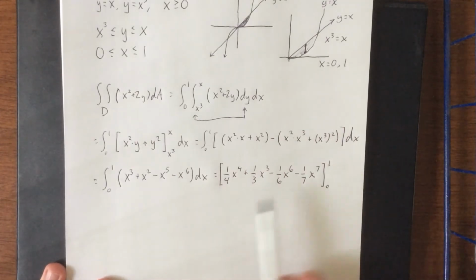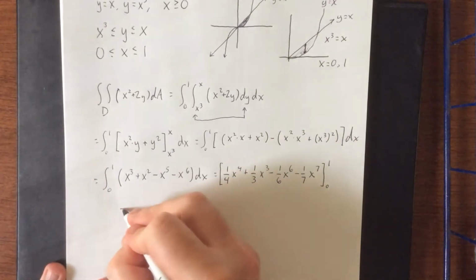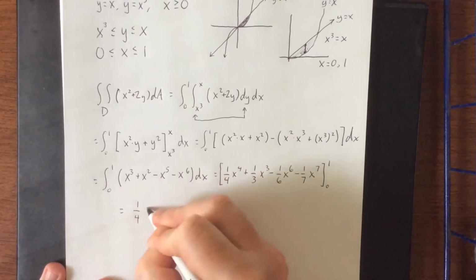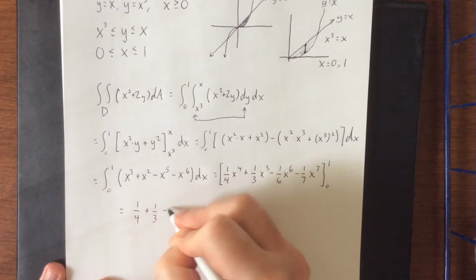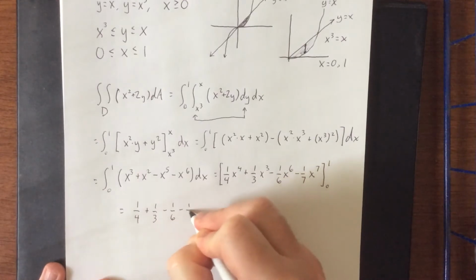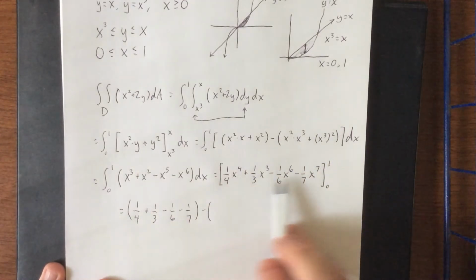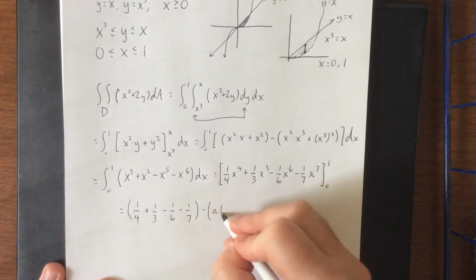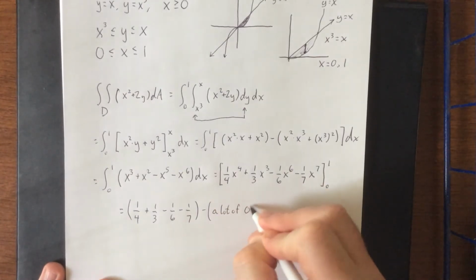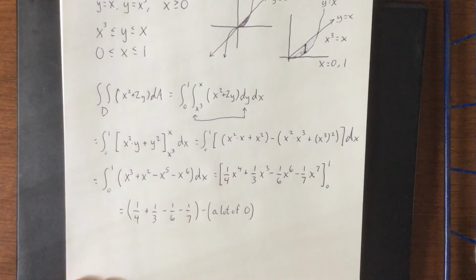When we plug in the upper bound of 1, we'll simply get all of the coefficients. So 1/4 plus 1/3 minus 1/6 minus 1/7. And plugging in the lower bound of 0, every single term will zero out. I like to refer to this as a lot of 0.